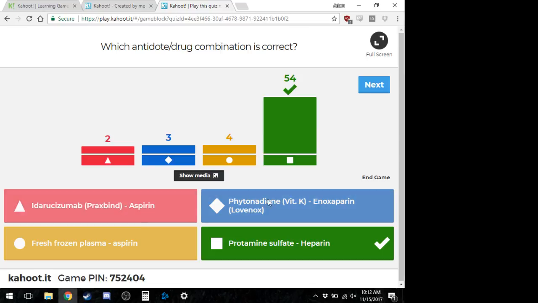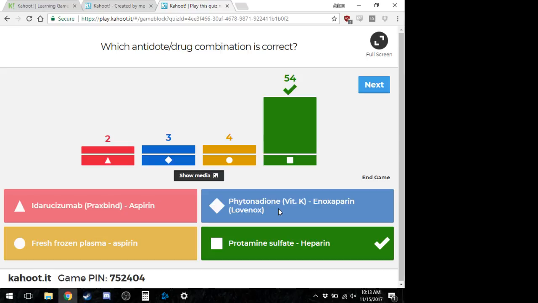So how about phytonadione or vitamin K? What is that a reversal agent for? No other antidote drug combination, you should know vitamin K is going to help to reverse the effects of warfarin. How long does that take? It can take a couple of days before you really see the full effect of that vitamin K. And why is that?